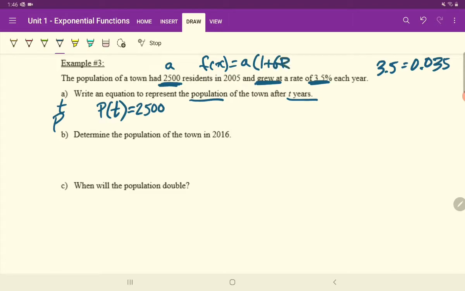It's a growth rate question. So you have your A, which is your initial value, in our case is 2,500, then bracket 1 plus my growth rate of 0.035 as a decimal, and then to the power of t instead of x. Let's clean this up. Becomes P at t is equal to 2,500 times 1.035 to the power of t.